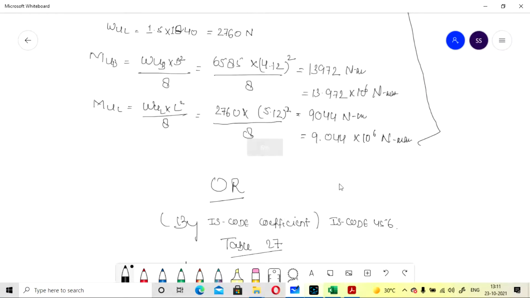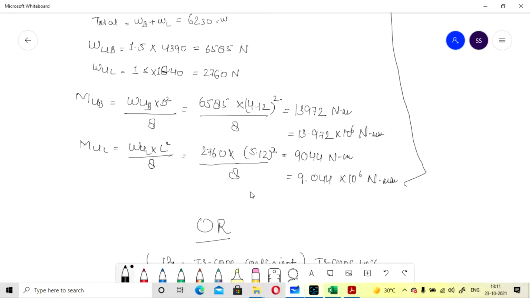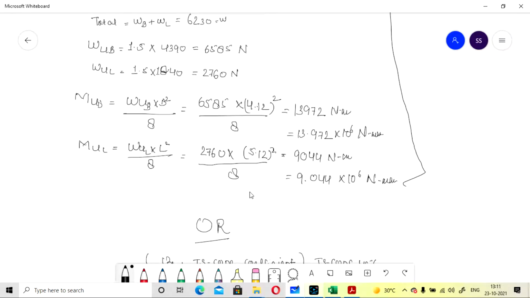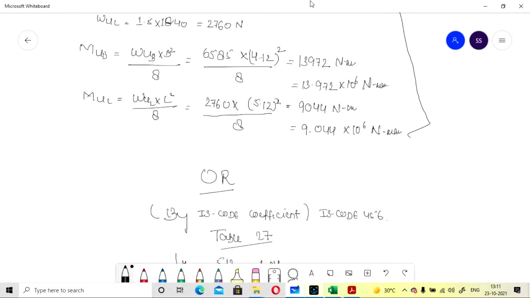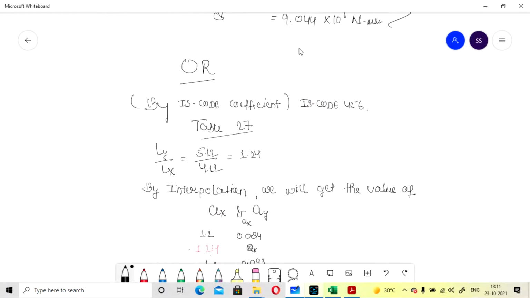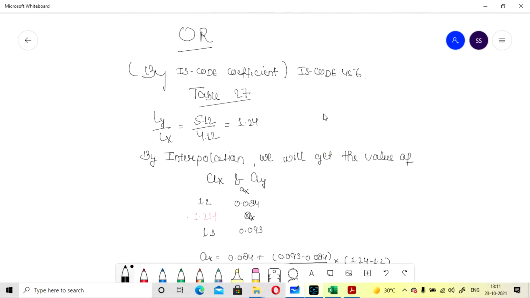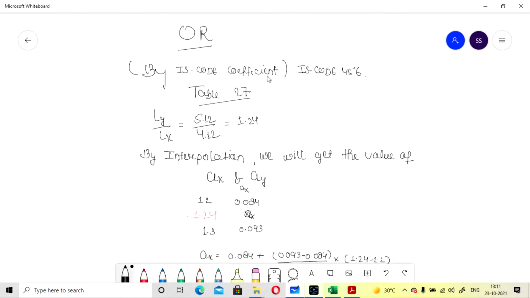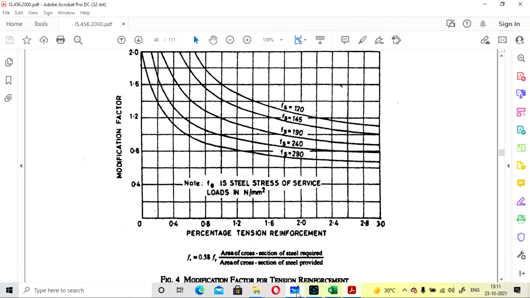This is for when you don't have the IS code coefficients. So you can calculate this value in this way. Otherwise, the value will come according to the IS code only. You don't have to worry. If you go with the IS code coefficient method that is given in Table 27 in IS 456, Ly by Lx is coming as 1.24, and by interpolation, I will show you in my Excel sheet also, so you can easily understand.